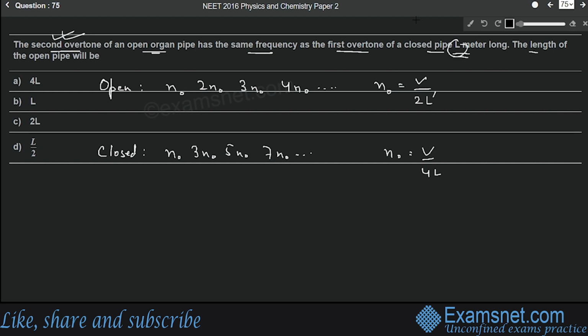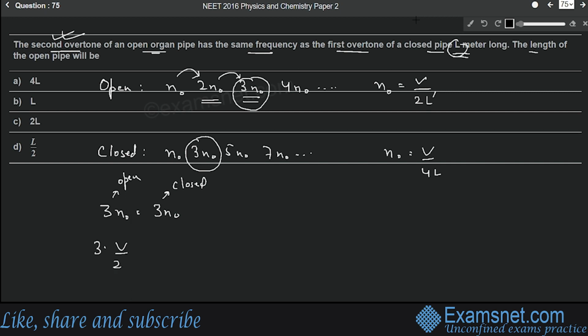The second overtone of an open organ pipe, that means 2N0 is the first overtone and 3N0 is the second overtone. So 3N0 has the same frequency as the first overtone of the closed pipe, that means 3N0. So 3N0 is equal to 3N0, the first one for the open pipe and the second one for the closed. What is the value of N0 for the open pipe? It is V by 2L dash. And on this side we have 3 into N0 for closed, which is V by 4L.